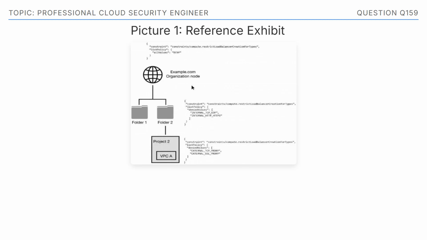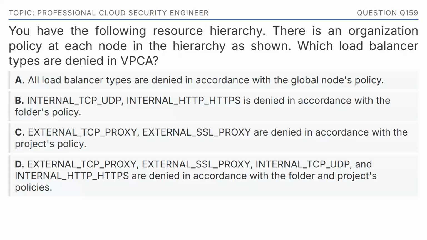Refer to the attached Picture 1, reference exhibit. You have the following resource hierarchy. There is an organization policy at each node in the hierarchy as shown. Which load balancer types are denied in VPCA? The options are: Option A, all load balancer types are denied in accordance with the Global Nodes policy. Option B, internal_TCP_UDP, internal_HTTP_HTTPS is denied in accordance with the folders policy.